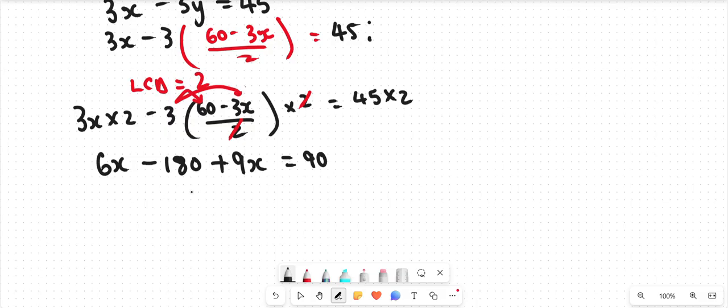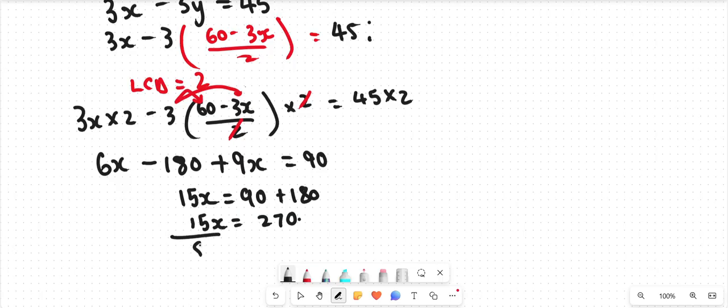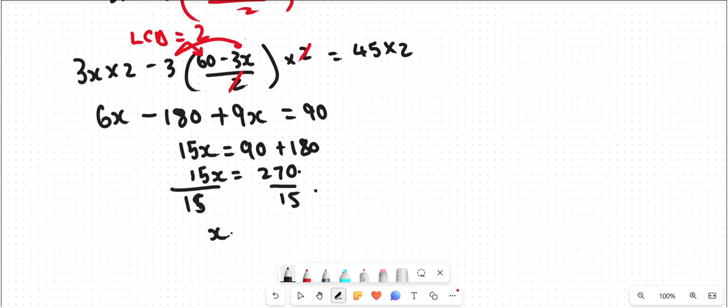My fraction is gone. Like terms: the 6x and the 9x give me 15x. 90 plus 180, that is 270, sorry. So 15x is equal to 270, and I'm dividing by 15 on both sides. And so x is equal to, just quickly check that in your calculator, 270 divided by 15 is just 18. So x is actually equal to 18.